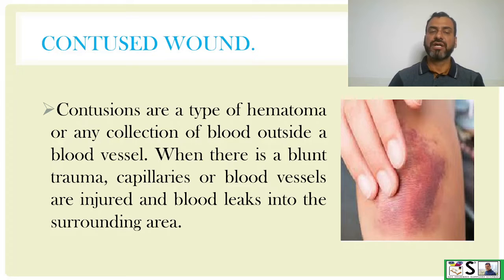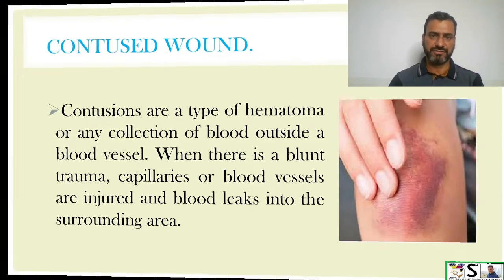Contusions are the type of hematoma or collection of blood outside the blood vessels when there is a blunt trauma. Capillary or blood vessels are injured and blood leaks into the surrounding area, and it is covered with the skin, means it is under the skin.